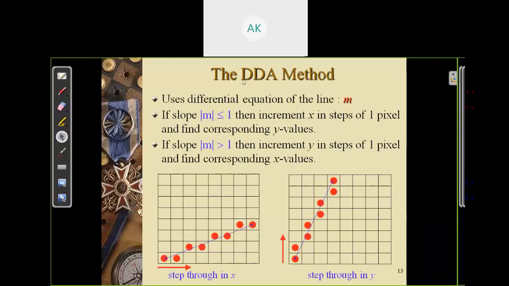You can see this slide. We are calculating m first. When m is less than 1, we move in the x direction by unit interval. If slope m is less than 1, then we increment x in steps of 1 pixel and find the corresponding value of y.